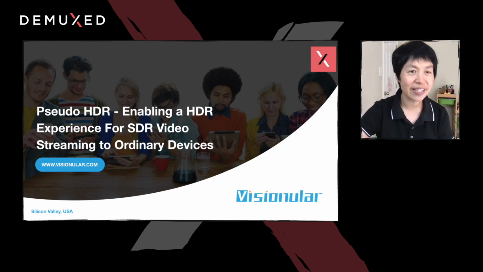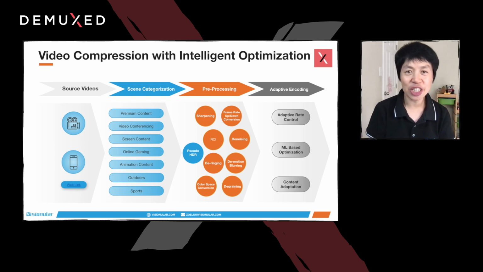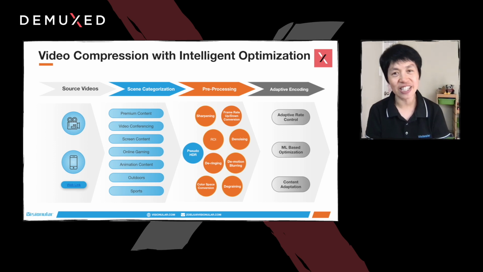So first, let's look at the video compression processing with intelligent optimization. What we're mainly focused on here is the user-generated content when it is uploaded to the cloud, before it is packetized and redistributed to many variable devices. User-generated content usually has a big variety in quality, and before it is transcoded, scene characterization plus preprocessing has been widely adopted. The Pseudo HDR we talk about today is actually a module inside the preprocessing procedure.